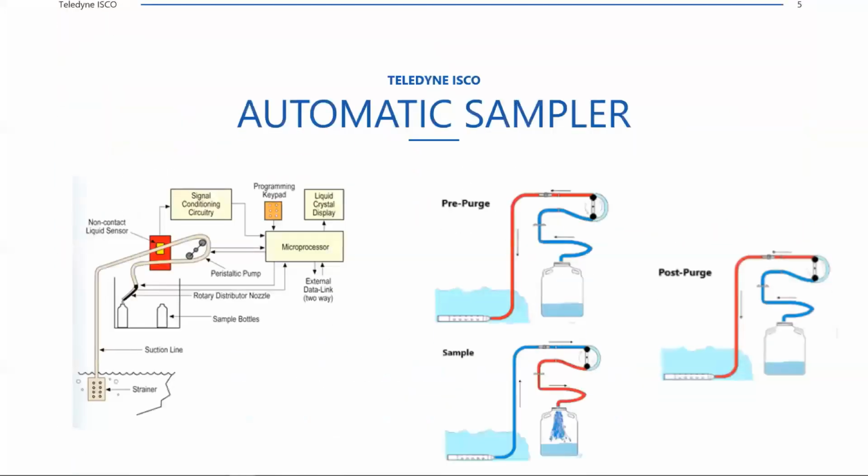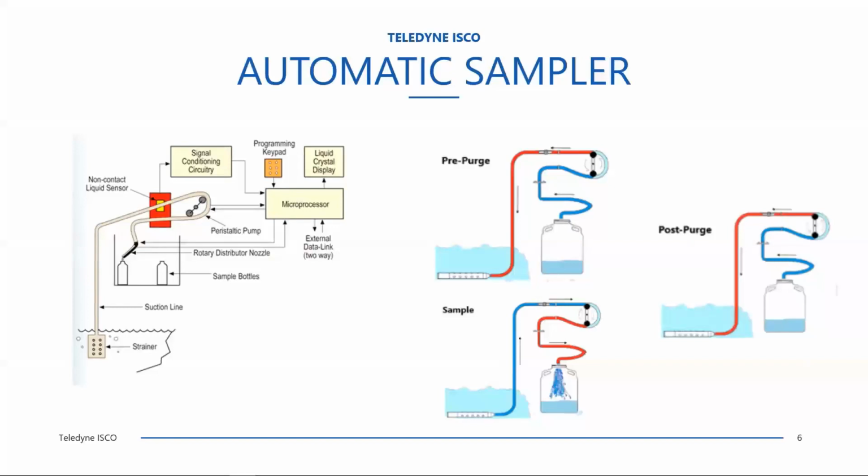An automatic sampler consists of several components. You have your intake strainer and the suction line that will be used to draw the sample up to the pump. Typically, this will be a peristaltic pump that is controlled by a microprocessor-based unit and user-defined programming that indicates when that sample should be collected and at what volume and what bottle if you're using a multiple bottle sampler.